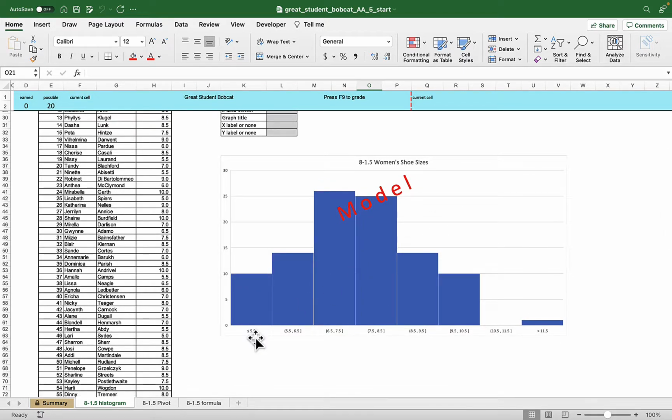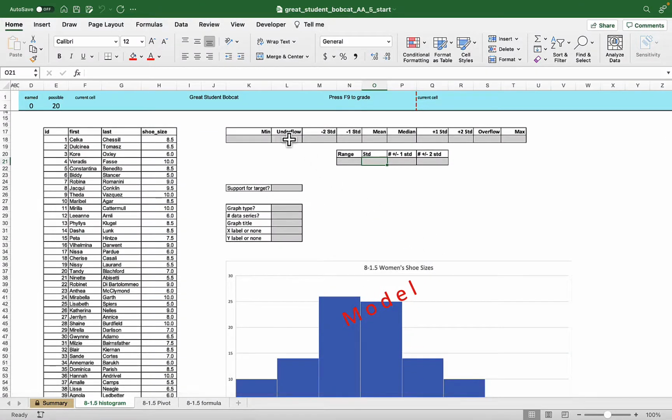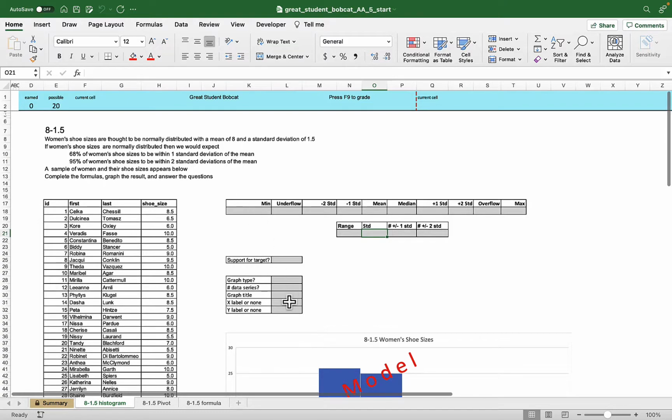The chart has the underflow at 5.5 and the overflow at 11.5, so you just type those in. And then answer the questions. Is there support for the target? In other words, do the women's shoe sizes appear to be normally distributed according to a mean of 8 and a standard deviation of 1.5? And then you identify the graph type, and so forth.